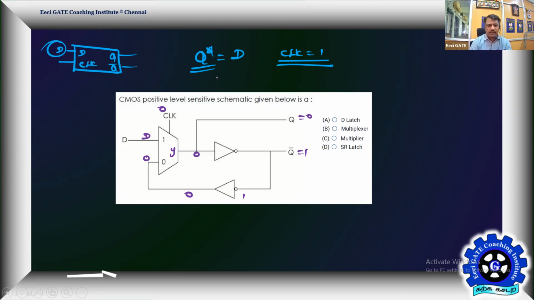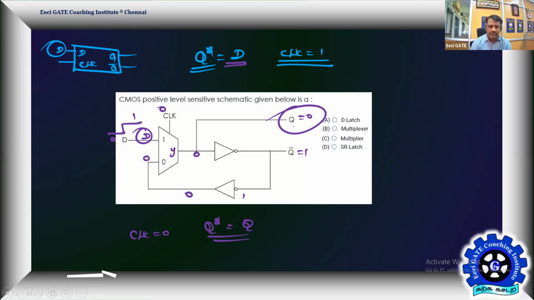The moment clock is 0, D may change, go from 0 to 1, no problem. D may have any changes when the clock is 0, but the changes happening in D do not affect your output. That means your D latch is disabled because the clock is 0. This is the concept of a clocked latch or enabled D latch. The latch cannot see the changes in D because it is in the disabled condition. So Q star is equal to Q only. The state continues. Till you give the clock, the state will be the previous Q only.